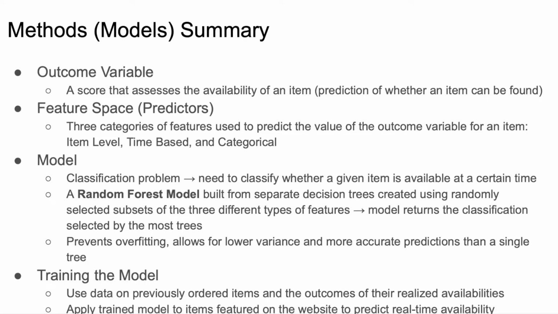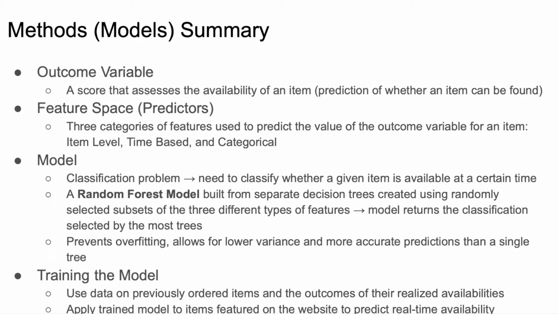Now for a discussion on the data methods and models that were used by Instacart. The main outcome variable of the model is a score that assesses the availability of an item. So this is basically a prediction of whether an item can be found at a given time. The main predictor variables of the model, or the feature space, come from the three categories of features that were described in the data summary portion of this presentation. And once again, those are item level features, time-based features, and categorical features. Obviously all of these variables are used to predict the value of the outcome variable for each item that the model is applied to.